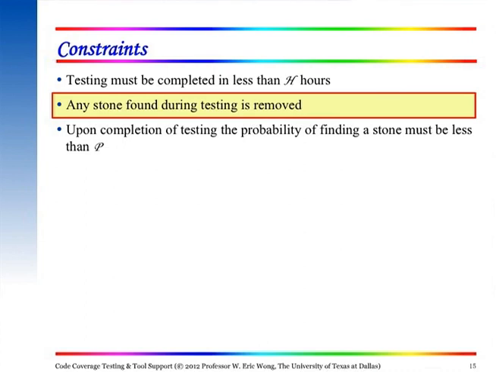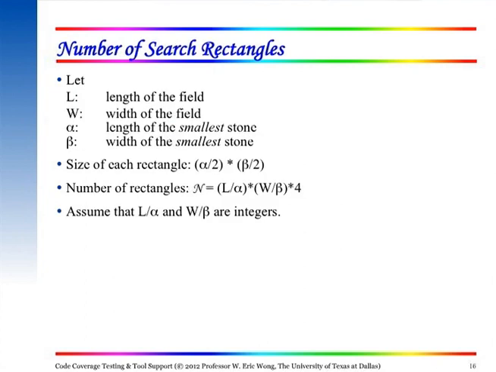You have to complete your testing within 8 hours. And you want to make sure that at the end of the testing, the probability to find a stone is less than P. Okay, so let's see whether we can accomplish this. Suppose for discussion purposes, we have the rectangular floor. So this is the dimension for the entire floor, the dimension of each cell, and how many rectangles, how many cells you are going to have.